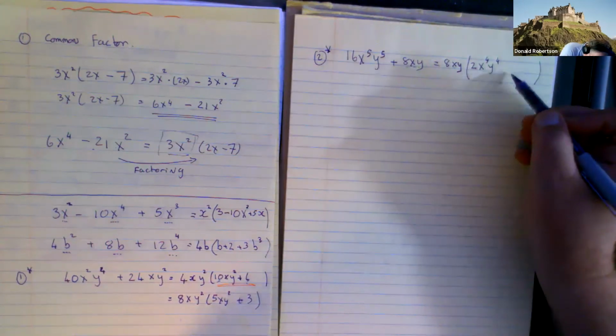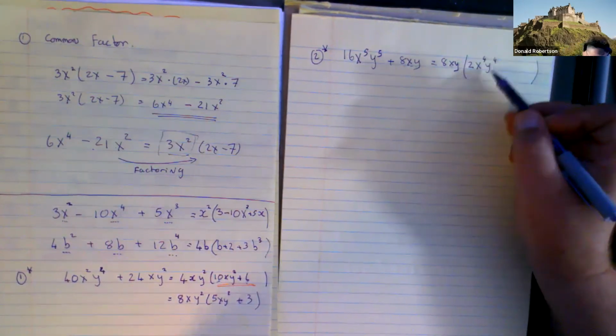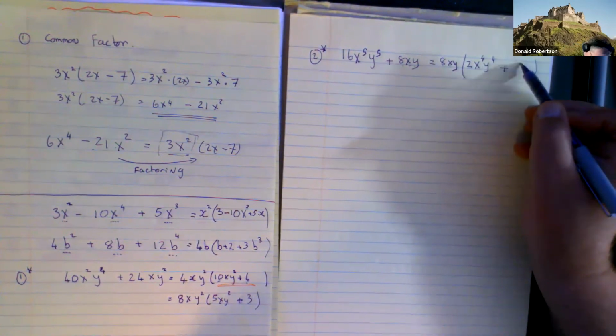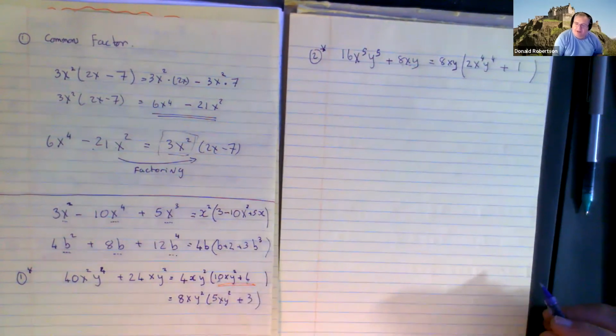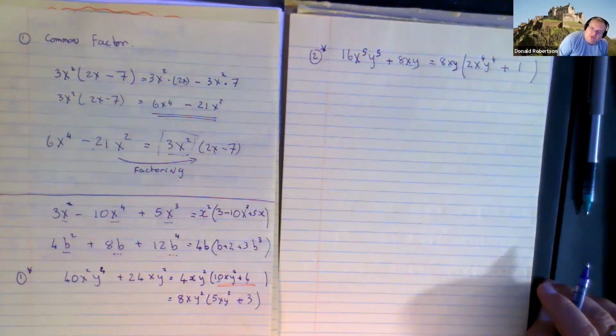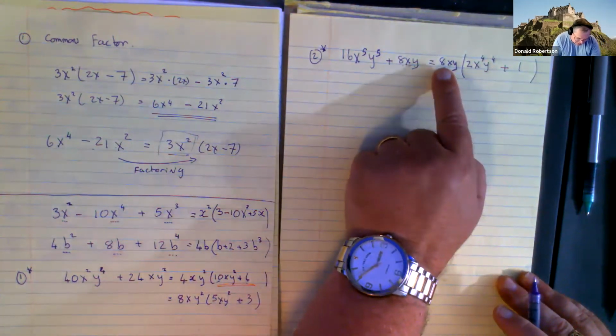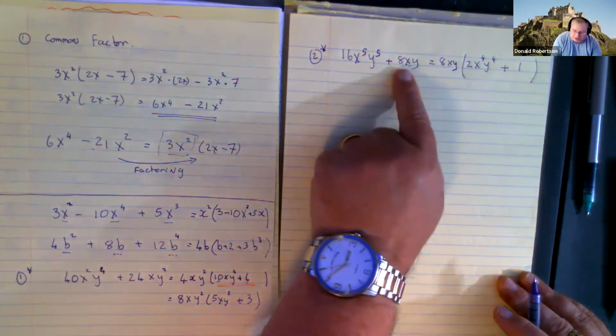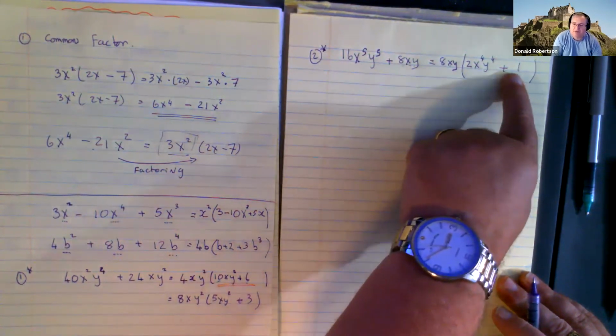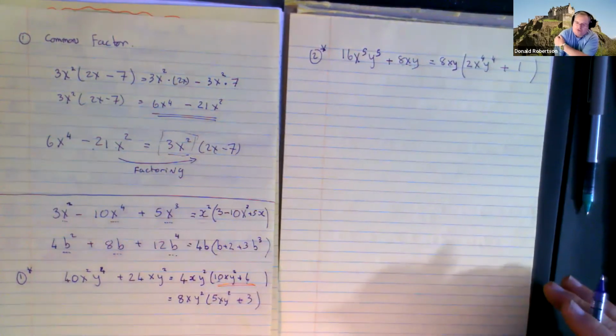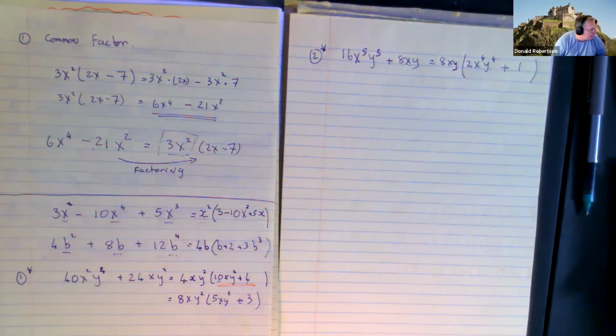The mistake people make is they think that that's 0. There's always a 1 left behind, even if you've used all the common factors up. And you can see why that needs to be there. 8xy times 1 will get you this term. So you need it. You can't just say plus 0 or just write nothing down. That won't work.